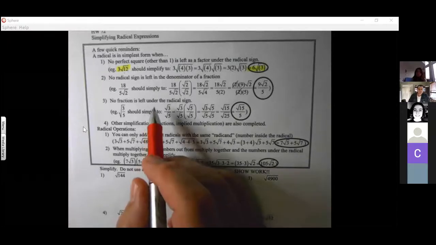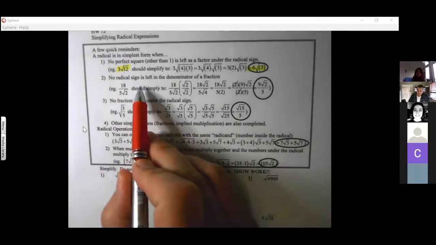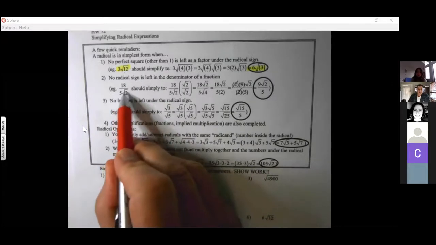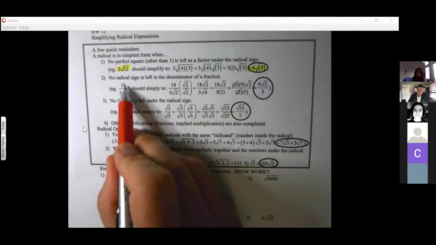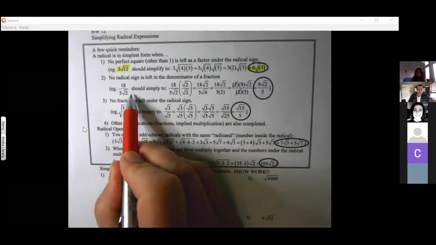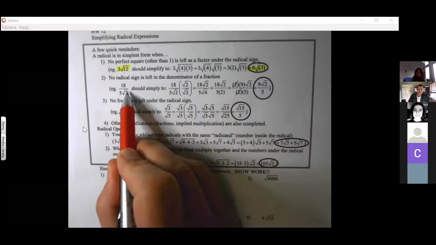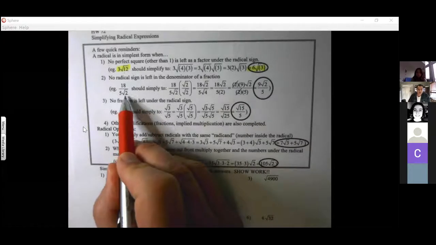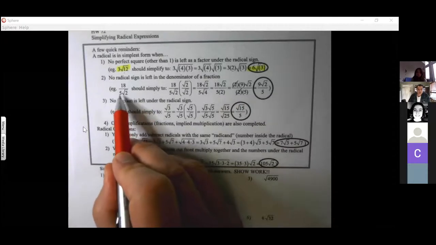A second rule about these is that no radical sign is left in the denominator of a fraction. And that comes from the idea that a fraction means you're taking a number and dividing it into a certain number of parts. Well, root 2 is an irrational number. You couldn't write it as a ratio. You can't figure out exactly how many parts that is. So we don't leave a radical in the denominator.